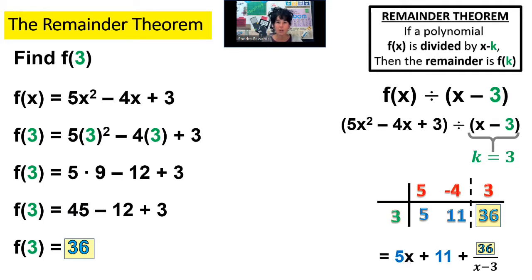If all you want to know is the remainder when you divide by something in the form x minus k, simply substitute the k into the function. No division necessary. And you're going to get the remainder as if you had done all of the division. Okay, so why in the world would we want to know what is the remainder if we're not going to divide?